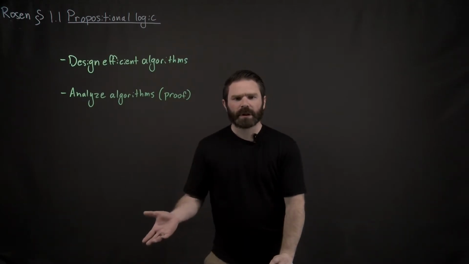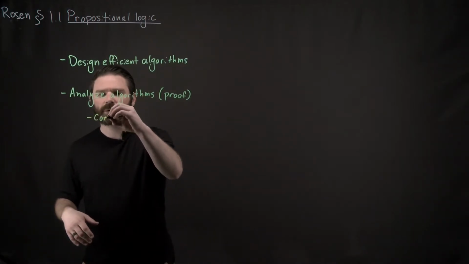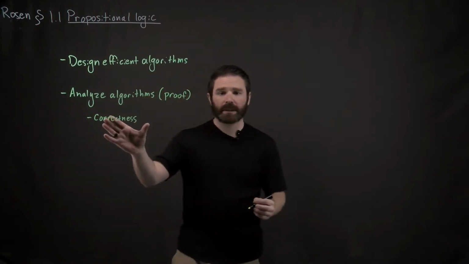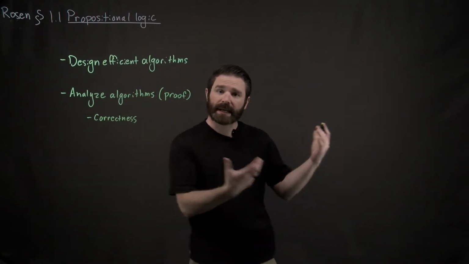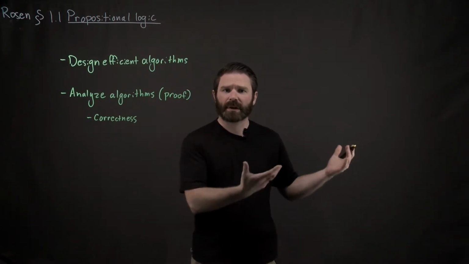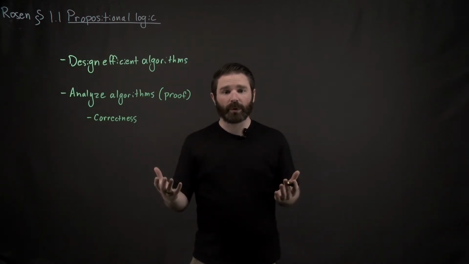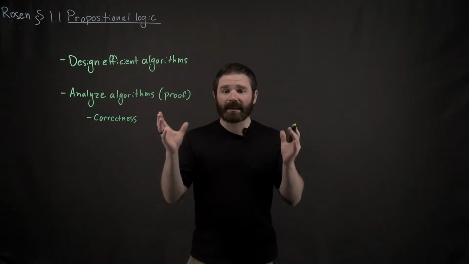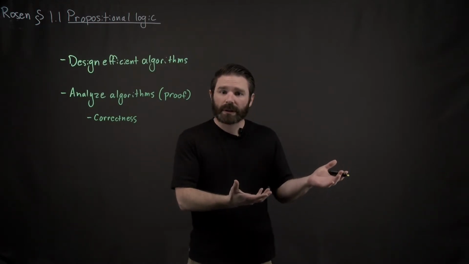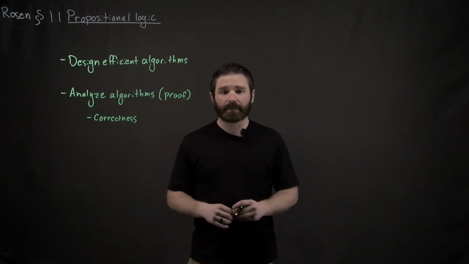And usually the analysis of these algorithms involves some sort of proof. What kind of proofs are you going to be doing? Well, for example, you could do proofs of correctness. Given a particular problem, you propose an algorithm to be able to solve it. How do you know that that algorithm actually solves that problem? The language of propositional logic will give you a framework by which you can prove mathematically that the solution that you have proposed, that algorithm, actually does solve the problem that it says it does.